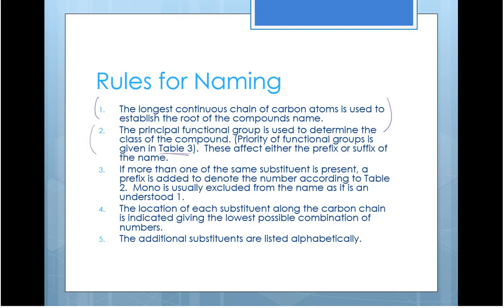If more than one of the same substituent is present, you're going to add a prefix to indicate how many of each one is there, except sometimes you'll exclude mono because it's an understood one. And then you're going to put the number of where the location is for each substituent. The idea is you want to get the lowest possible combination. For example here, this is 1, 2, 3, 4 carbons. If I had a chlorine here, it wouldn't be on the 1, 2, 3 position. Instead it would be 1, 2 because this is the lowest number that we could give it. And then you're going to list all of your substituents alphabetically.